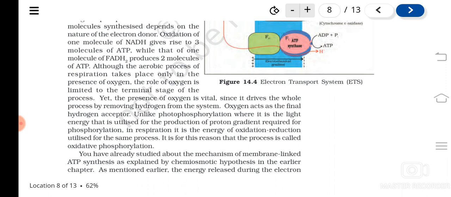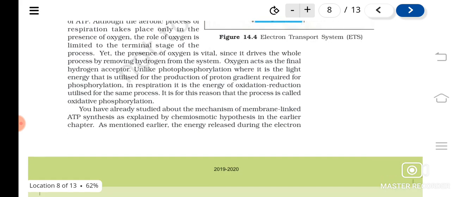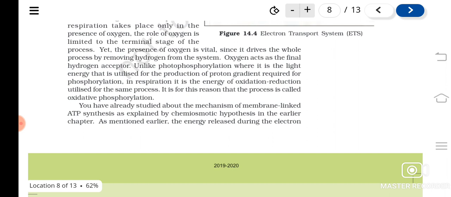If they are not oxidized, then electrons cannot flow, which means the ATPs cannot be produced. So finally, the ATP production happens where? In the ETS. Understood? So oxygen acts as the final hydrogen acceptor.